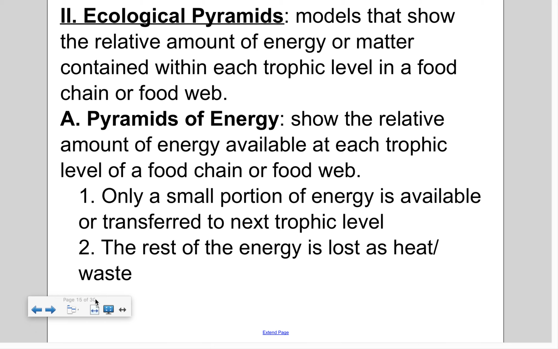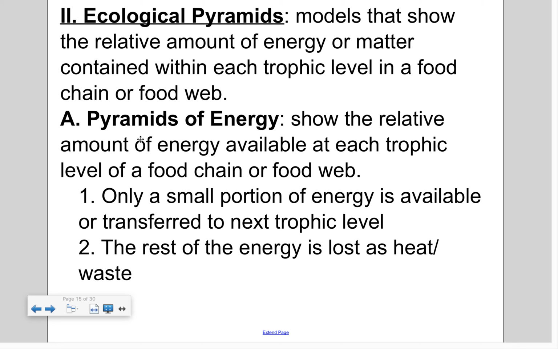Okay, moving on to pyramids. Ecological pyramids are models, and they can show energy or matter as well as numbers. I'm going to show you different types of pyramids here within each trophic level in a food chain or food web. So remember, trophic levels are producers and primary consumers and so on and so forth. One type of pyramid is a pyramid of energy that shows the available amount of energy at each trophic level or food chain. So remember, plants, they produce a lot of energy.